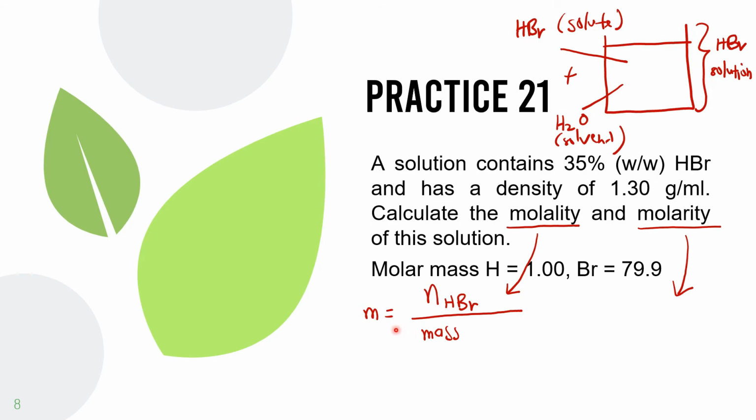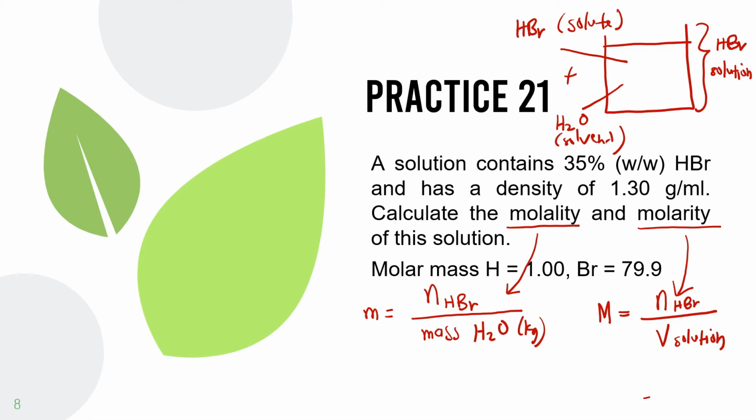So according to the molality formula, molality equals the number of moles of solute over mass of solvent. So in this case, n is n for HBr and the mass is the mass of water. The mass of water must be in kg. And for molarity, which is capital M, it is n of solute, which is HBr as well, over volume of solution.